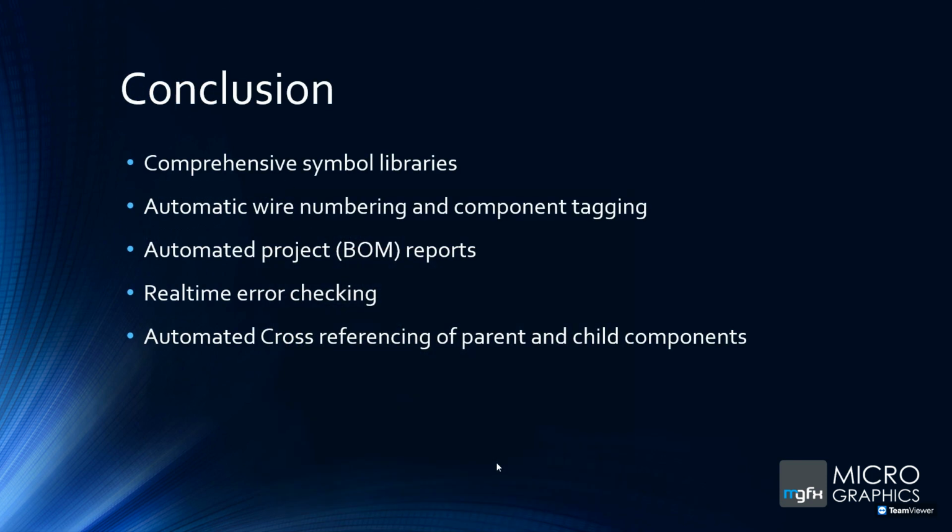So in conclusion, over AutoCAD, what does AutoCAD Electrical have? It's got comprehensive symbol libraries attached to a catalog, attached to all that tag information. It has automatic wire numbering and component tagging. Think how much time you spend in normal AutoCAD going, okay, this is now wire 1, wire 2, wire 3. If you put in more components because the client has asked to change the project or the drawings, you've got to do it all over again. Automated project reports: bill of materials, schematic, to, from. Real-time error checking. You can't do this. Automated cross-reference of parent and child components. You know exactly where all your components are, your contacts, your relays, what's normally open, what's normally closed.